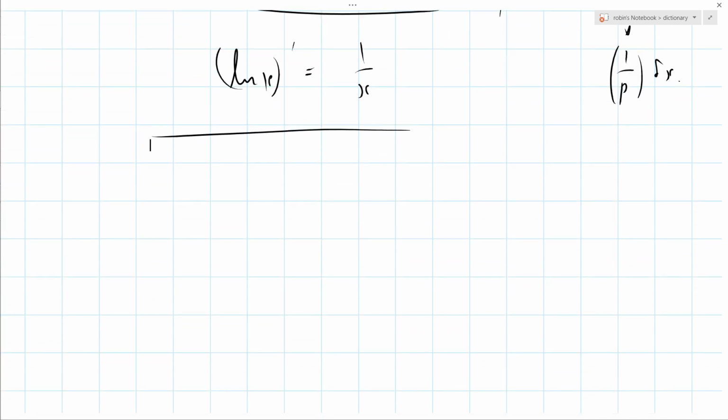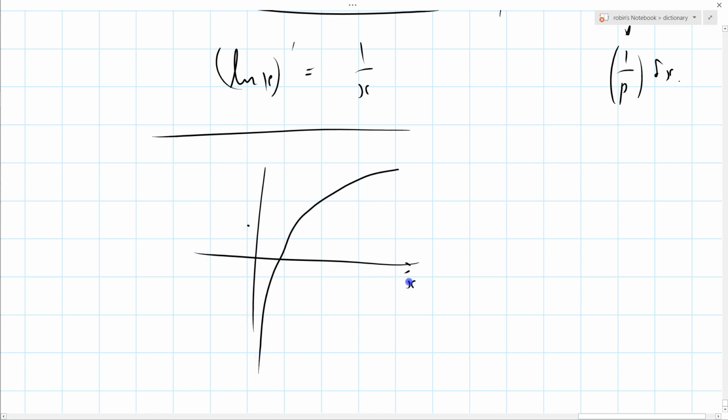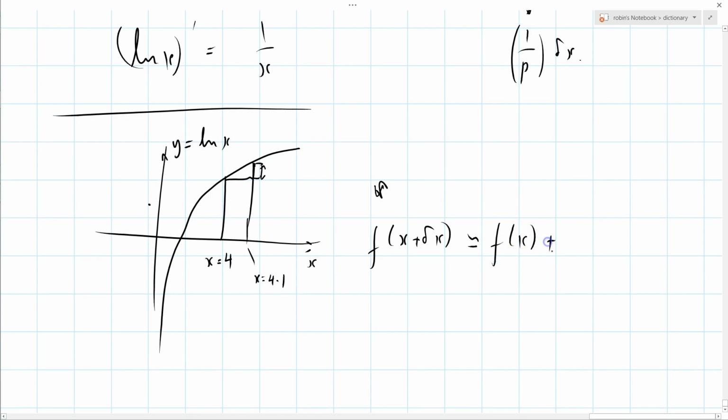There's another way which I'm going to show you. If I plot the graph of x against y equals log x, what I'm going to do is choose x equals some value, let's say 4. And this one here might be x equals 4.1. It's not drawn to scale, but we need to work out that extra increment there. So we go back to the standard formula of calculus, which is f of x plus delta x is approximately equal to f of x plus delta x times f dash of x.